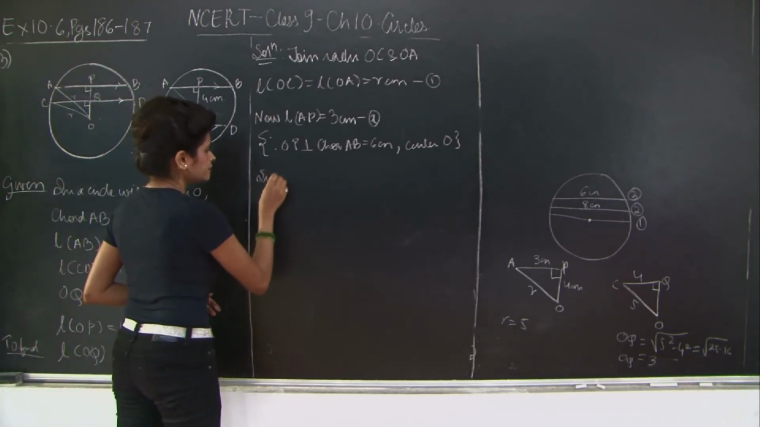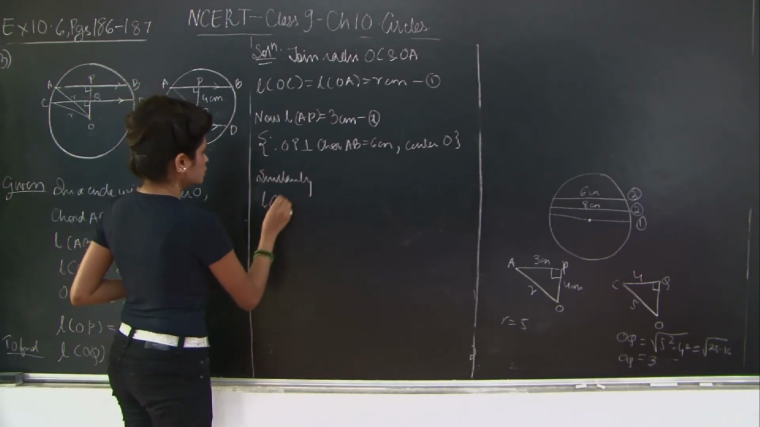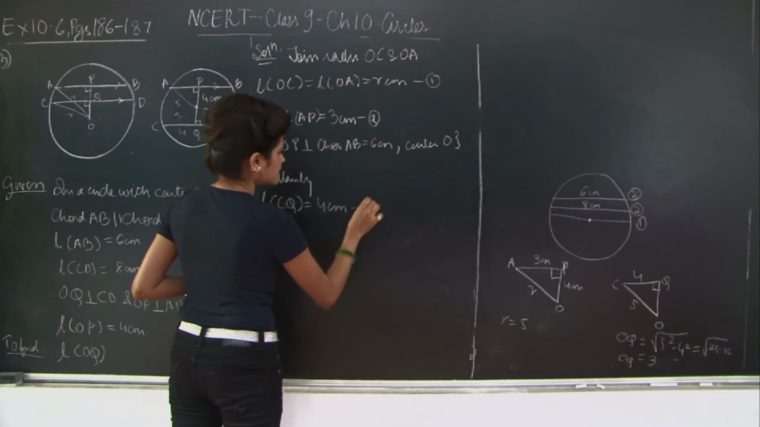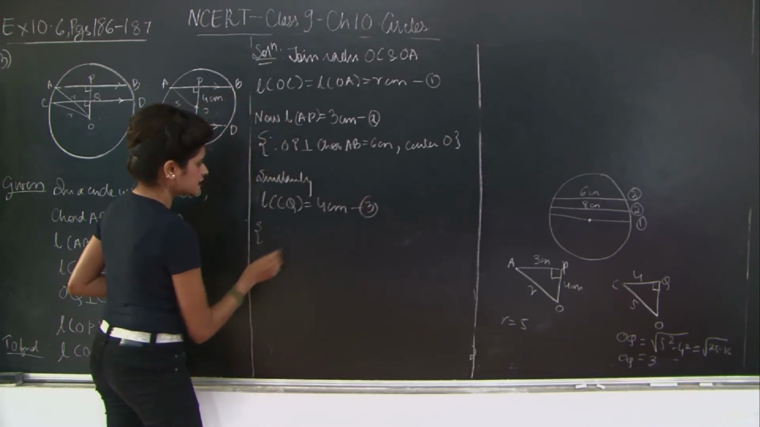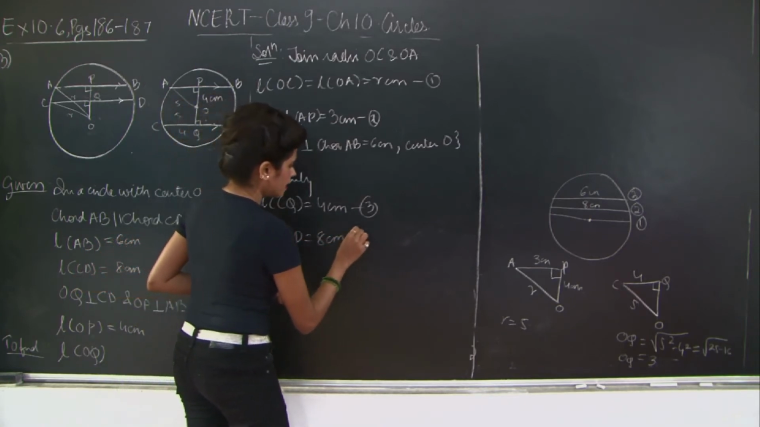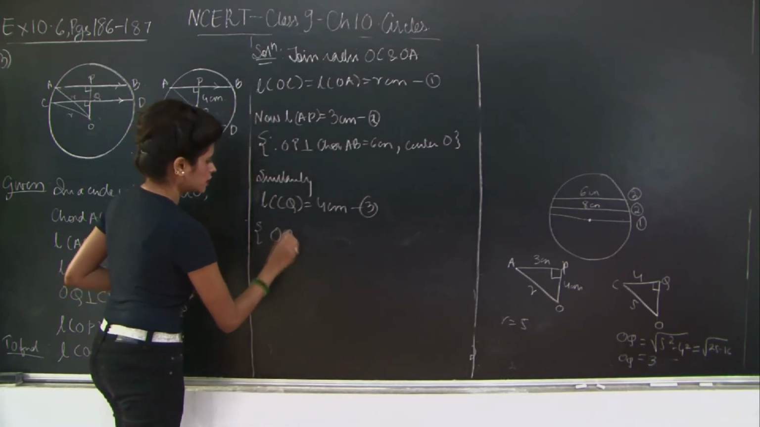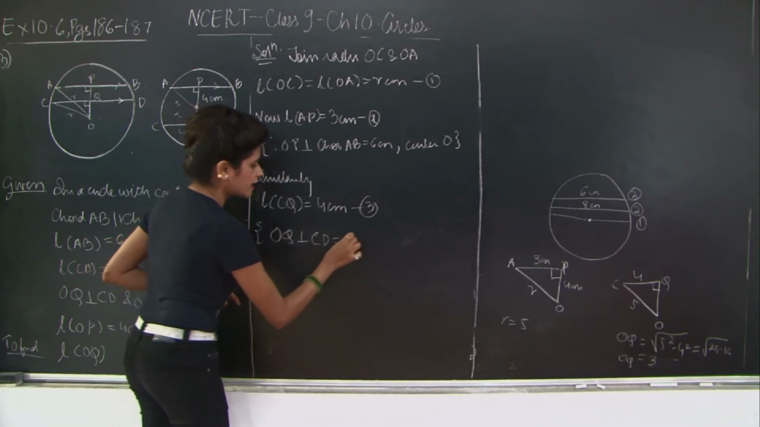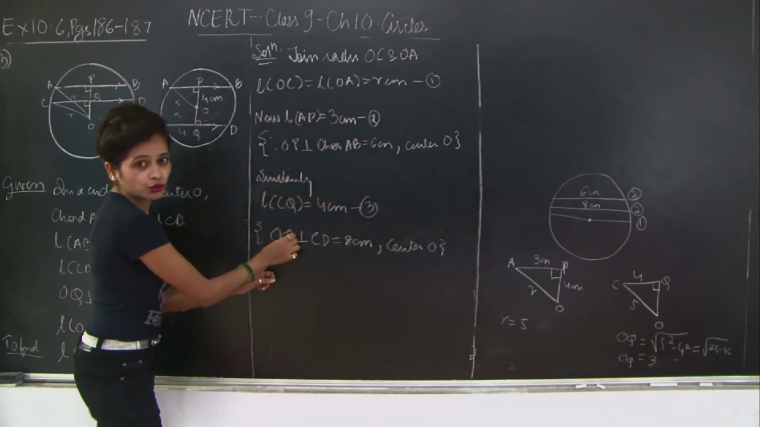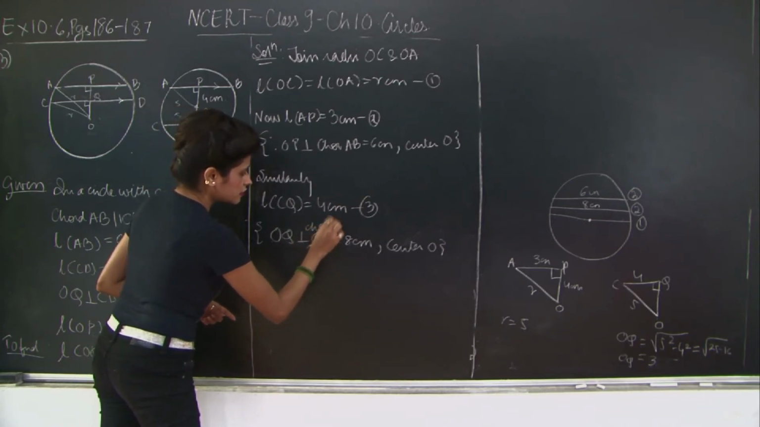So, similarly, length of CQ is going to be 4 centimeters. Let's mark this as 3 because you're going to say since CD is equal to 8 centimeters, then you have OQ perpendicular to CD, which is equal to 8 centimeters, and you have center O. So, OQ is the perpendicular to the chord CD. So, you can write chord CD.